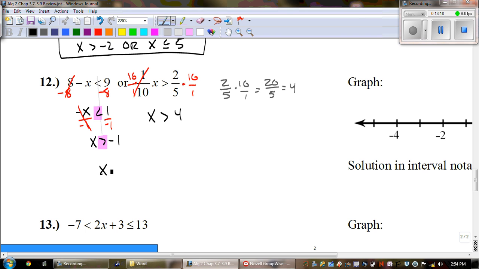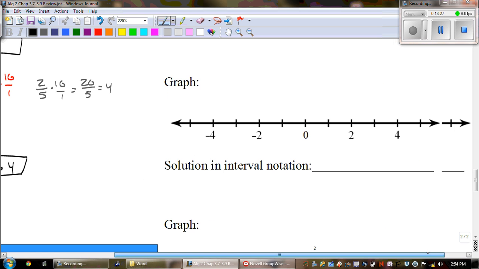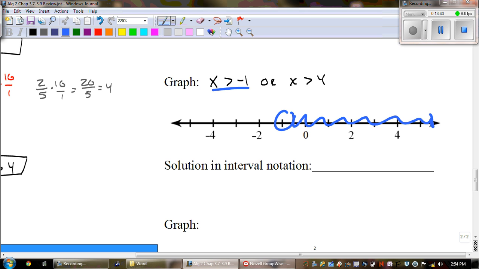Okay, so we have x is greater than -1, or x is greater than 4. Let's go over here and graph that. So x is greater than -1, or x is greater than 4. We'll start with the blue. At -1, we're open, and I shade everything to the right. At 4, I'm open, that's shaded in, and I shade everything to the right.